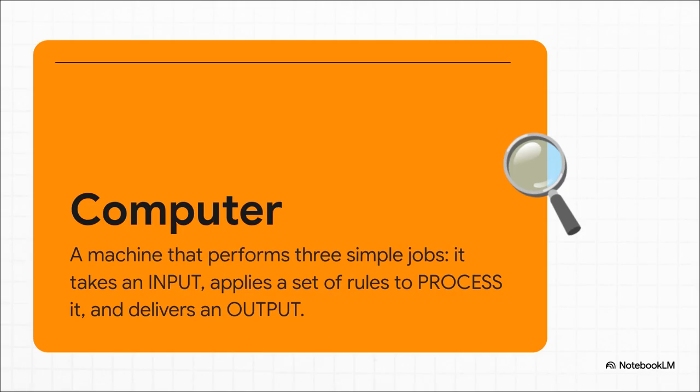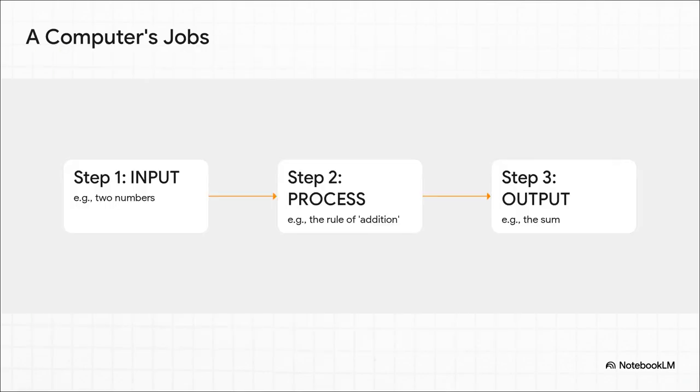First, it takes in some information. That's the input. Second, it uses a set of rules to do something with that information. That's the process. And third, it gives you a result, the output. That's it. Input, process, output. It's the secret recipe. Let's make that real for a second. Let's say the input is two numbers, like 5 and 7. The process is the rule we gave it, addition, and the output, of course, is the sum, 12.